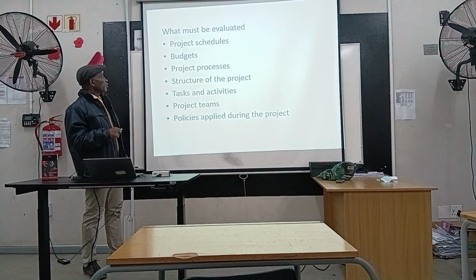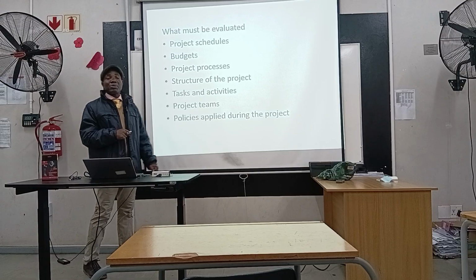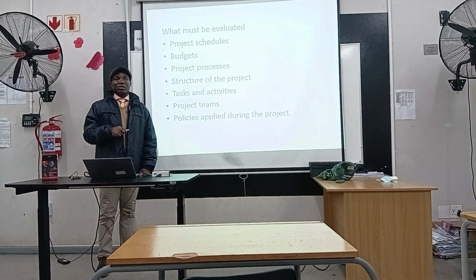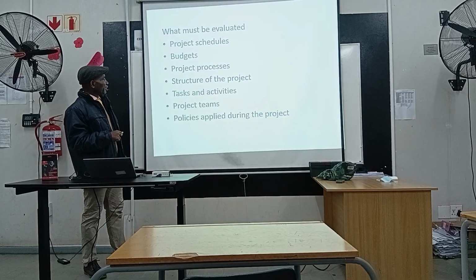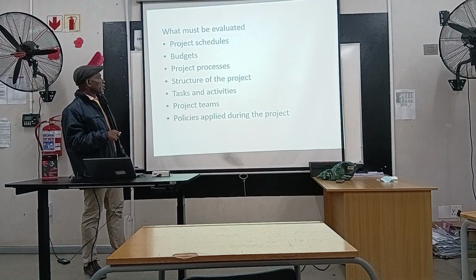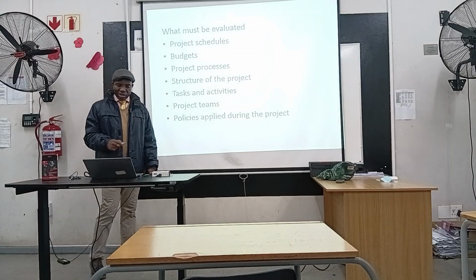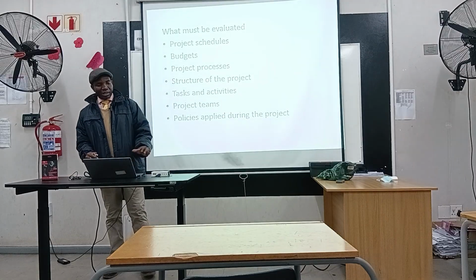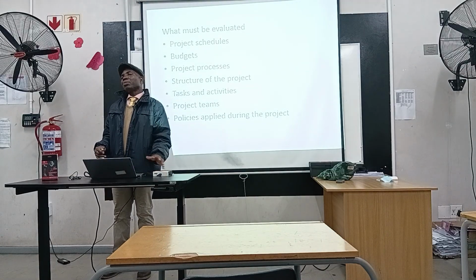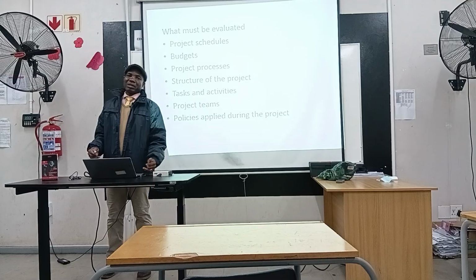Then you need to look at the processes that were utilized, whether the processes were able to work well in such a way of achieving the objectives of the project. You need to look at the structure of the project itself. When we are talking about structure in this sense, we've got different types of structures in a project. For example, you can look at the organogram, right?